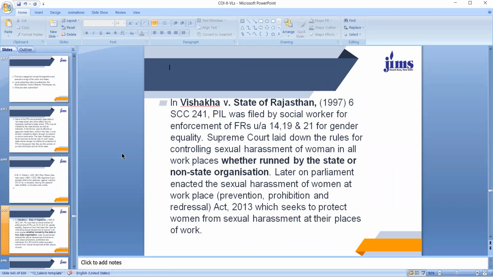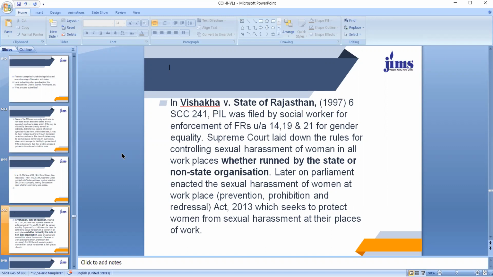Then, dear students, we have another very important leading judgment, and we have read this judgment in earlier lectures also, that is Vishakha versus State of Rajasthan. In this case, a PIL was filed by a social worker for enforcement of fundamental rights under Article 14, 19 and 21 for gender equality. Supreme Court laid down the rules for controlling sexual harassment of women in all workplaces, whether run by the state or non-state organizations. See, I have highlighted this portion.